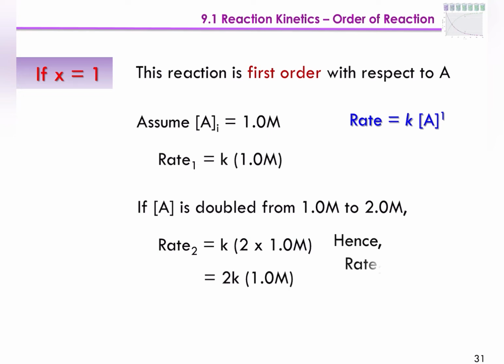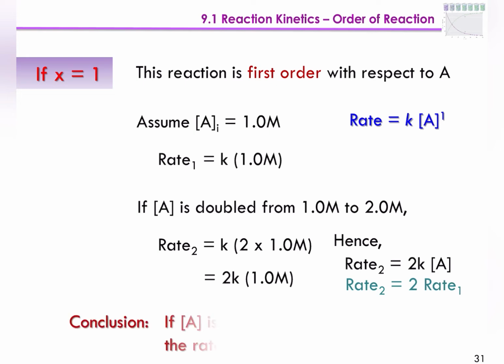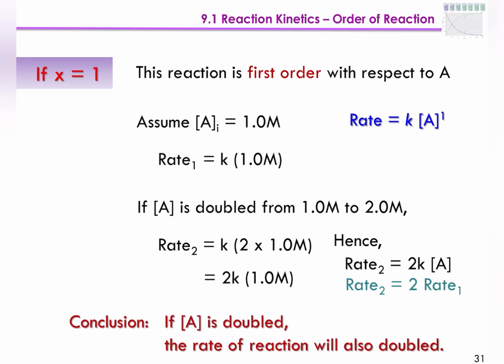Hence, my second rate is going to be 2K times the concentration of A. So, as you see from here, rate 2 is equal to double rate 1. So that's why the value will double. So my conclusion from here is, if the concentration of A is doubled, the rate of reaction also doubles.